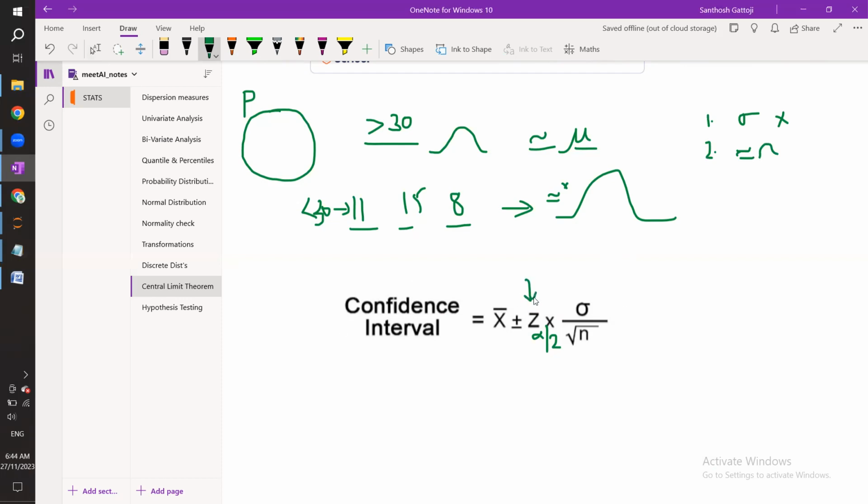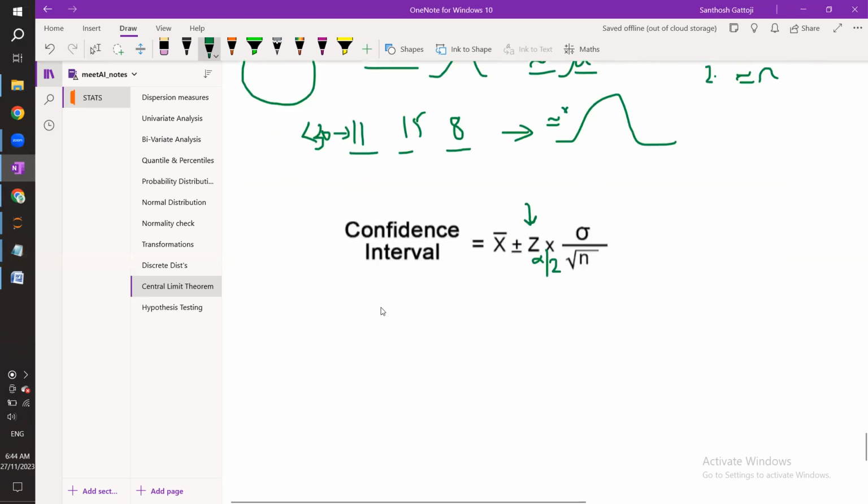If you think about it, how did we get to this z? What is z actually? Z is a critical value. Guys, are you there with me? Yeah, Santosh. If you remember, z is a critical value. What was the concept we have used?